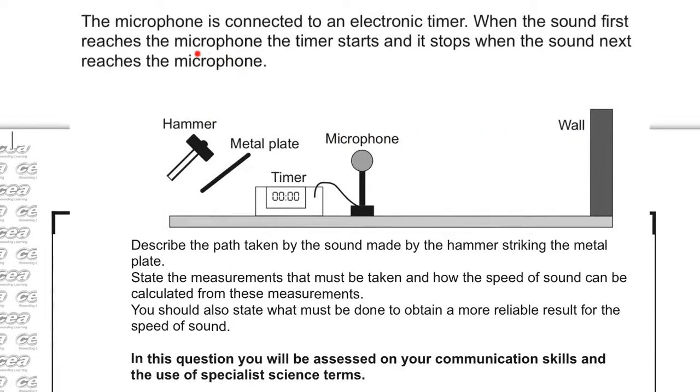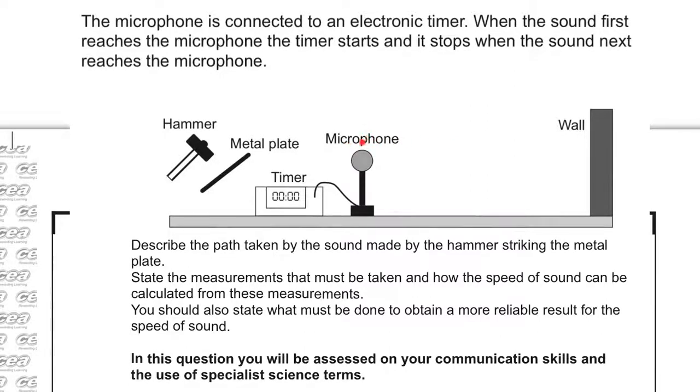So you can see here that it says when the sound reaches the microphone, the timer starts, and when it reaches the microphone again, the timer stops. So you can imagine sound going out, timer starts, all the way out to the wall and back, timer stops. So bang, timer starts, reflection, timer stops. And you have to basically explain that. So you would talk about the hammer making the sound, it passes the microphone for the first time, this starts the timer, it heads towards the wall, reflects, comes back, and when it passes the microphone again, the timer stops.